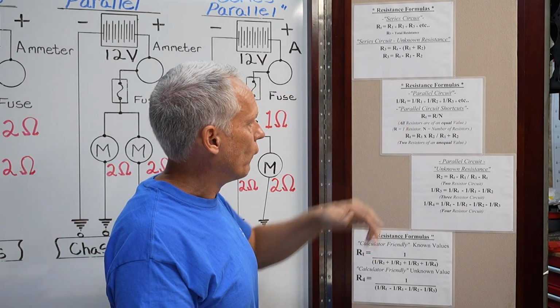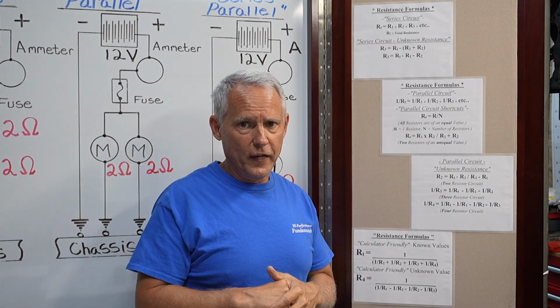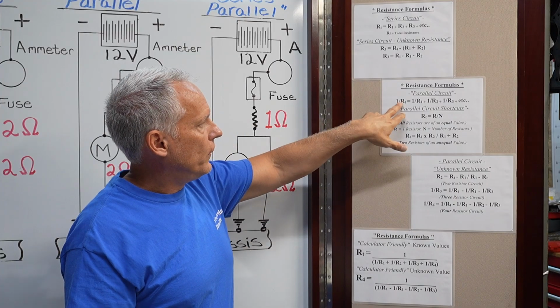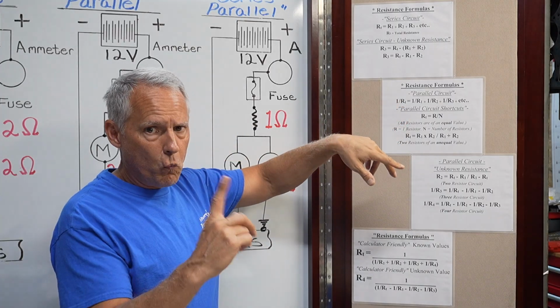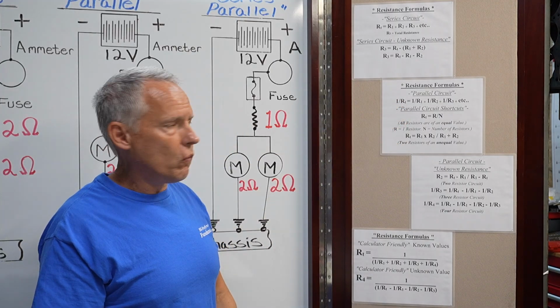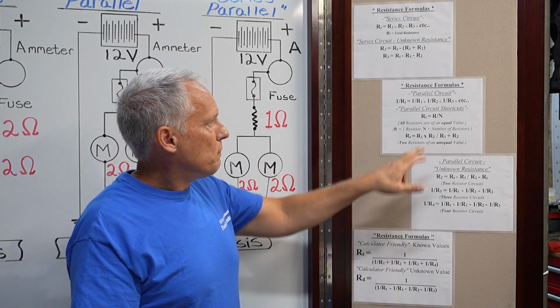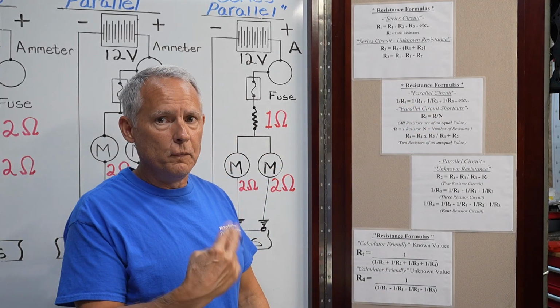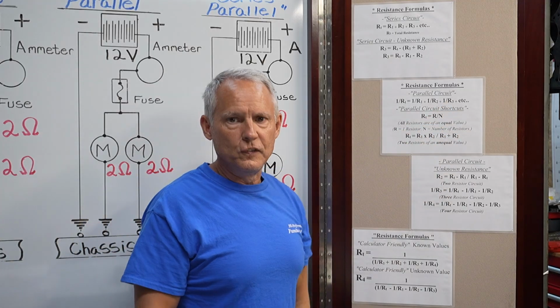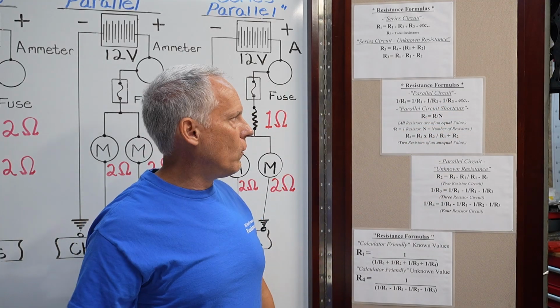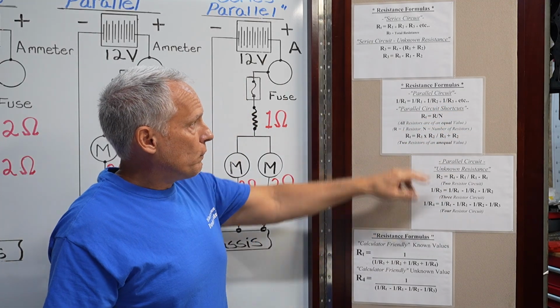Now in a parallel circuit, well, it's going to sound even more like that, right? So here's the equation. The number 1 divided by the total resistance is equal to 1 divided by resistance number 1 plus 1 divided by resistance number 2 plus 1 divided by resistance number 3, and so on and so on and so on, right? Okay, now here's a couple shortcuts.